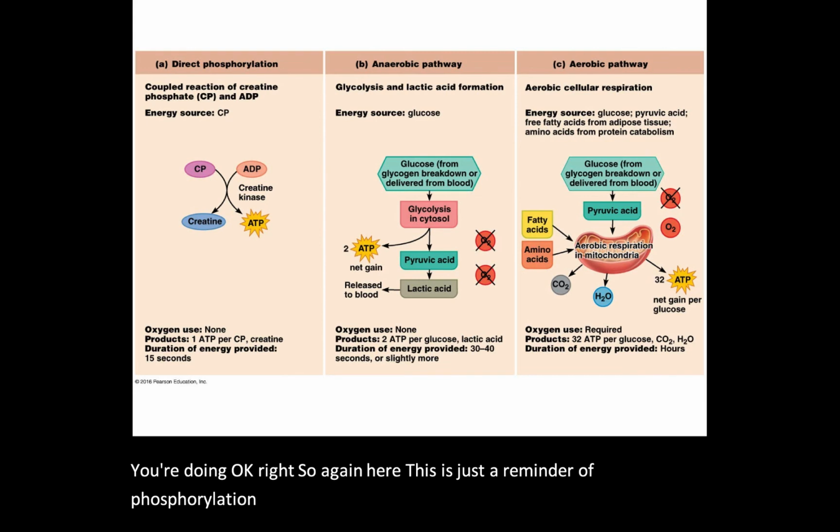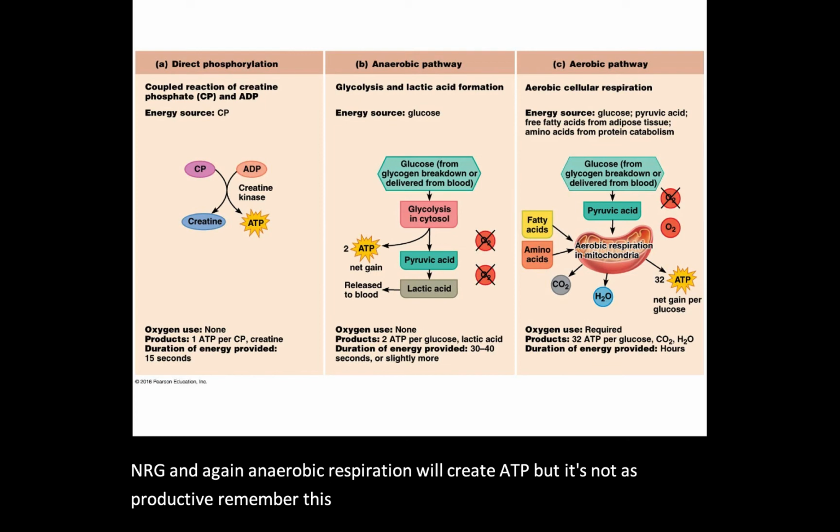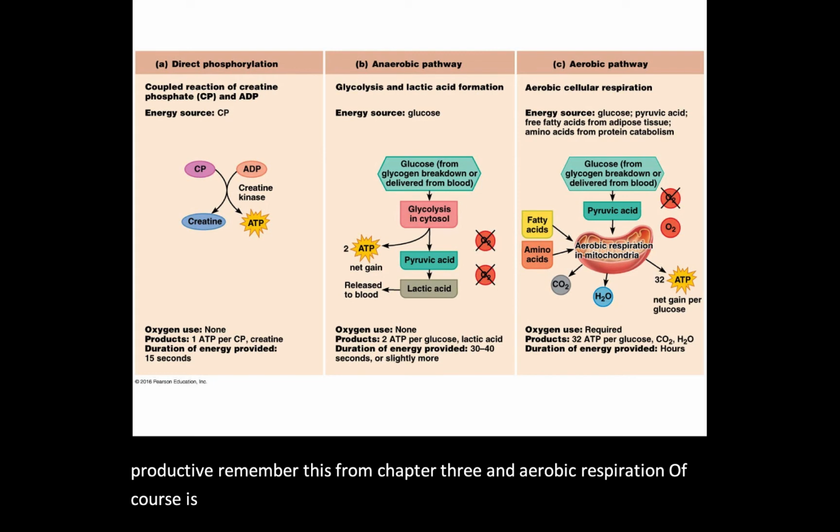All right, and so again here, this is just a reminder of phosphorylation and what is happening. How exactly are we creating that energy? And again, anaerobic respiration will create ATP, but it's not as productive. Remember this from chapter 3. And aerobic respiration, of course, is the most productive. It produces the most.